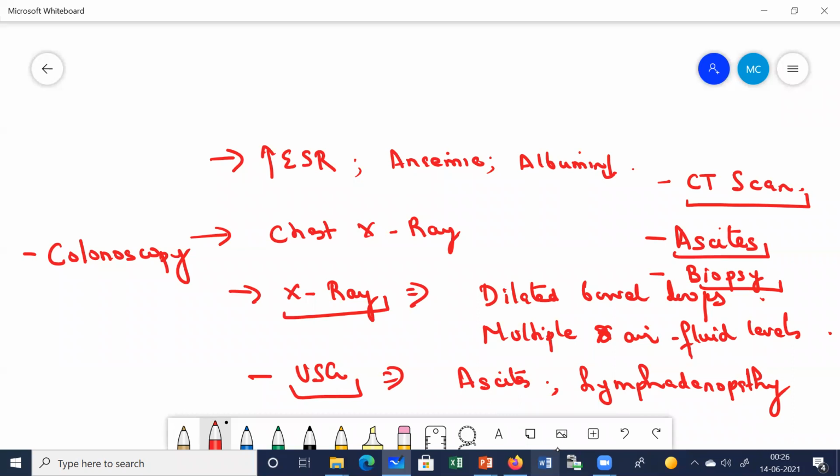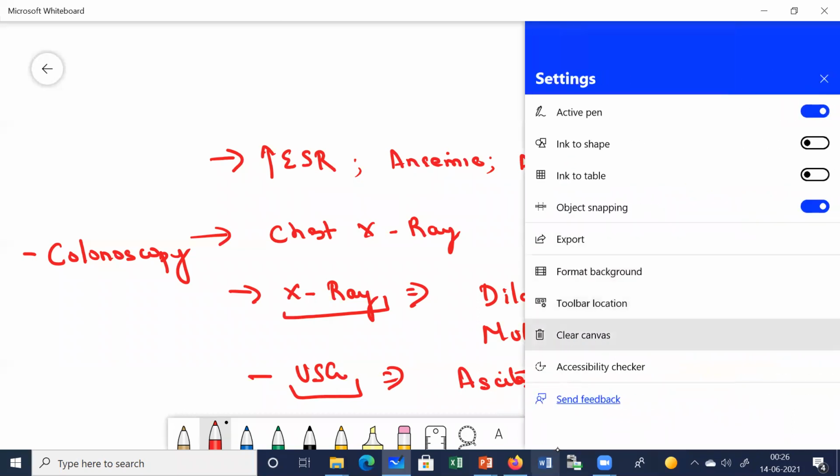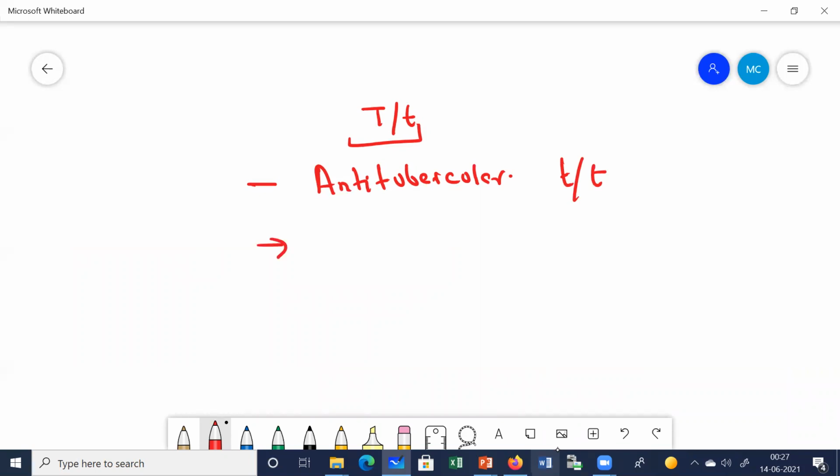Then next, the last portion, let's come to the treatment. So what is the treatment which is done? Remember the simple anti-tubercular treatment. The anti-tubercular treatment which is similar to pulmonary tuberculosis is done in this situation also. And if there have developed some complications, accordingly we have to manage.